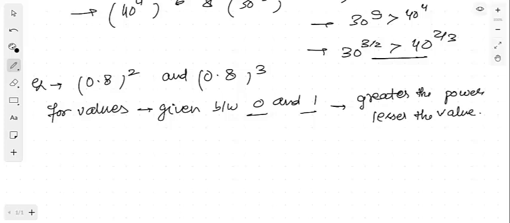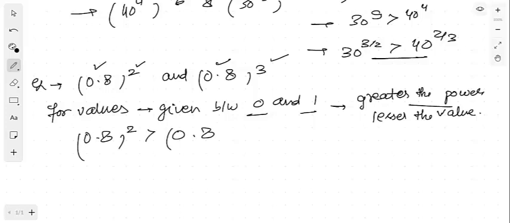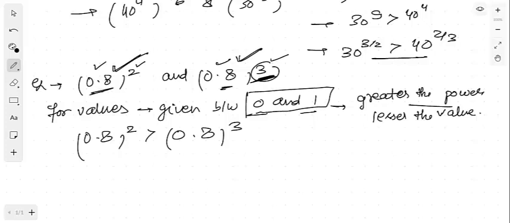Okay, for all values between 0 and 1, like 0.2, 0.3, 0.1, 0.4, 0.8 up to 0.9, the values between 0 and 1. As the power increases, the more the power, the lesser the value. It means that 0.8 to the power 2 is greater than 0.8 to the power 3. You can write directly. As I said, the more the power, the lesser the value. The one with less power is greater than the one with more power, and this happens only when the values given are between 0 and 1.